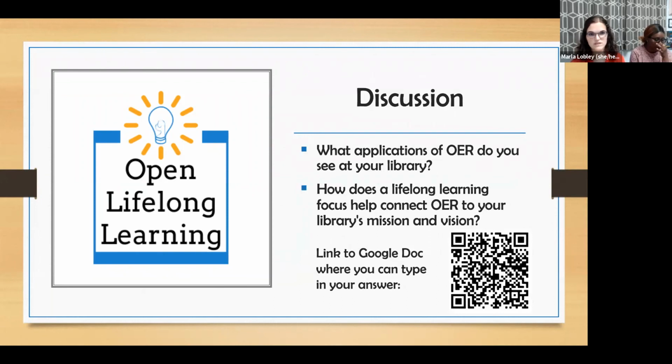Okay, so now we would love to hear from you. Even though this is a virtual session, we would still like to have your participation. We have a QR code for a Google Doc here on the slide, and that Google Doc has a couple of questions on it. What applications of OER do you see at your library? And how does a lifelong learning focus help connect OER to your library's mission and vision? So we know all libraries are concerned about lifelong learning. So how can we use that as the bridge between OER and your library's mission and vision? So please follow that link to the Google Doc and leave us a few comments.